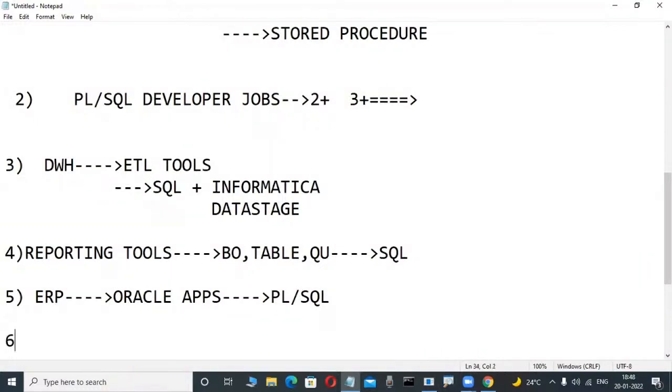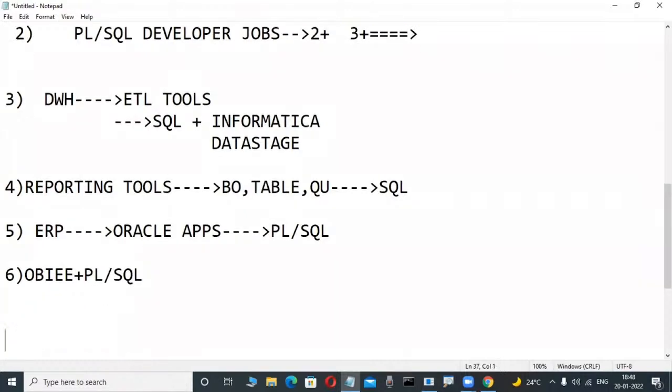Again, OBI programmers are there. OBI is a product, and there are jobs with PLSQL. Those persons are also learning like that. These courses, again, are for different persons.